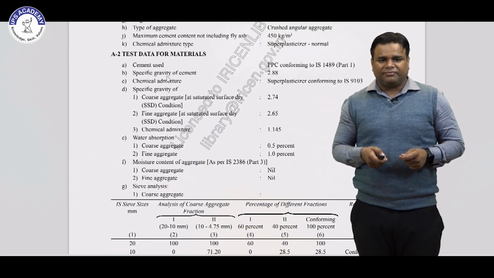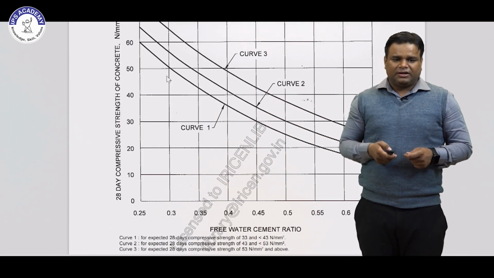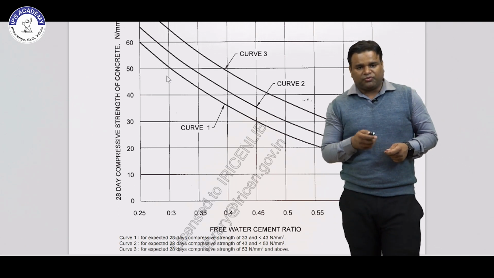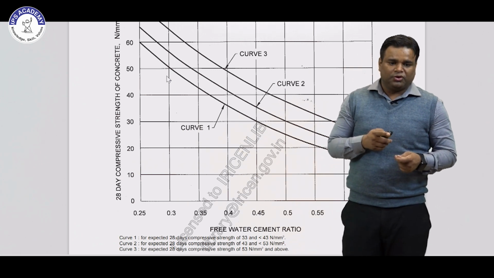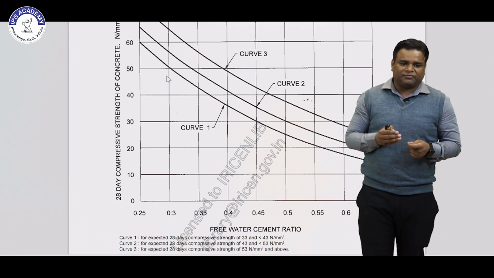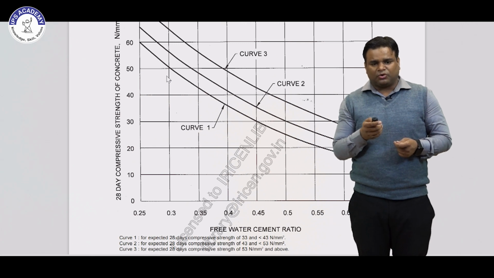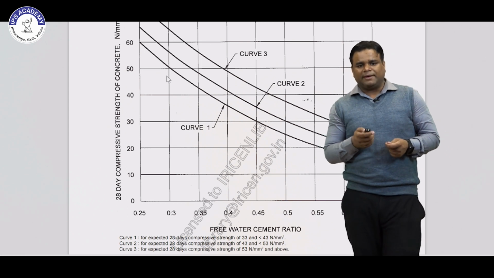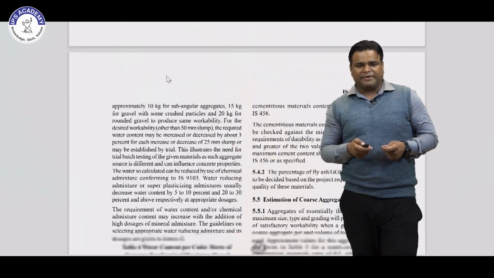So in our graph, this is the graph, and our target strength is 48. So for 48 we have to see curve 2 for the 43 grade of cement, because we have to design M40. So we will take the 43 grade cement. So it will come in 0.36 to 0.4. So according to that we have to adjust, and on the basis of the graph we will calculate the free water cement ratio.